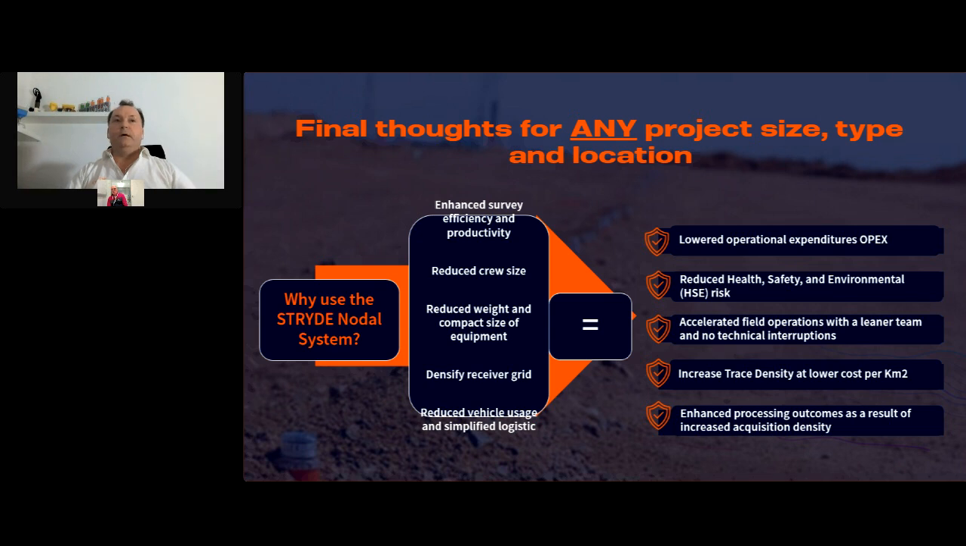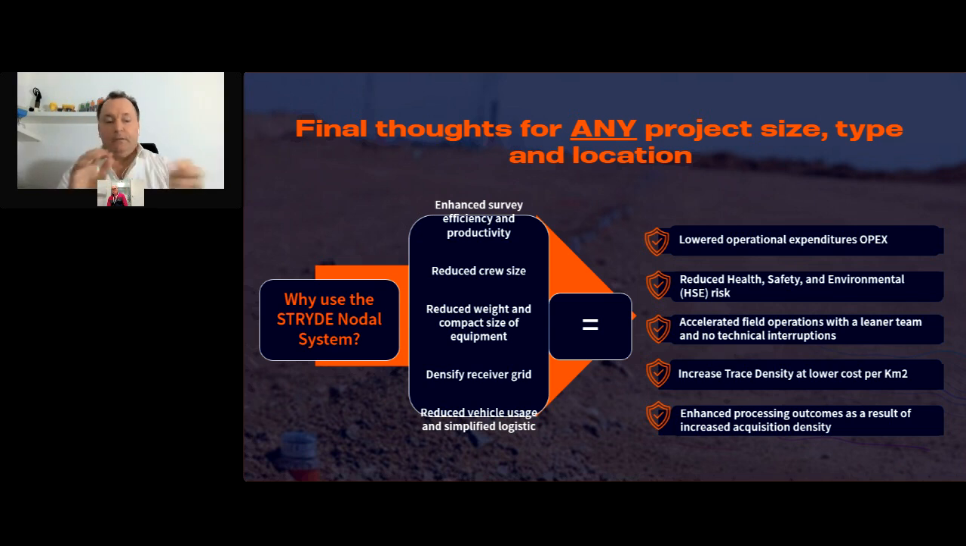Final thought, for any project size, I want to insist on that. We have been showing examples of the MENA region. Some of you may face smaller projects, shorter projects in terms of duration. It doesn't matter. The logic we have exposed here today in terms of impact on resources and cost applies for large projects, multi-year projects, smaller projects and shorter projects.